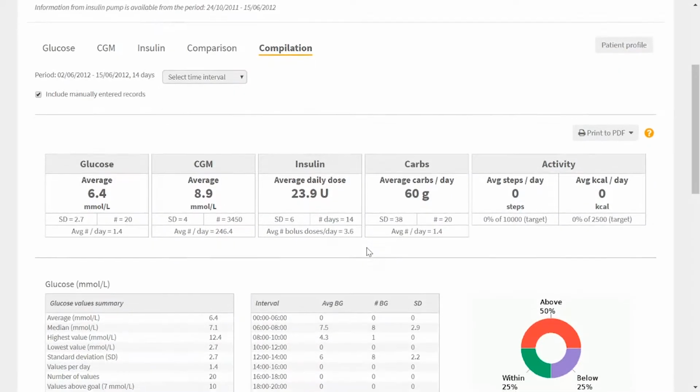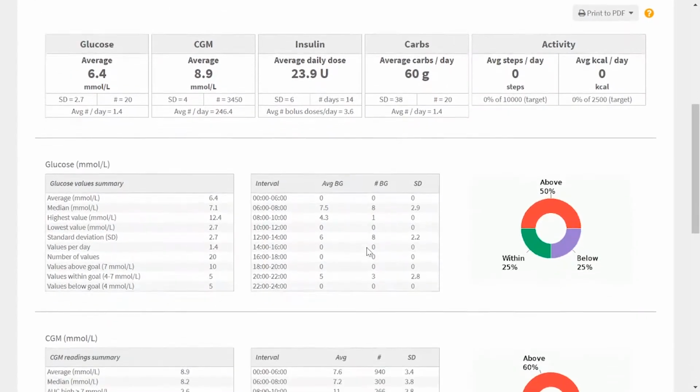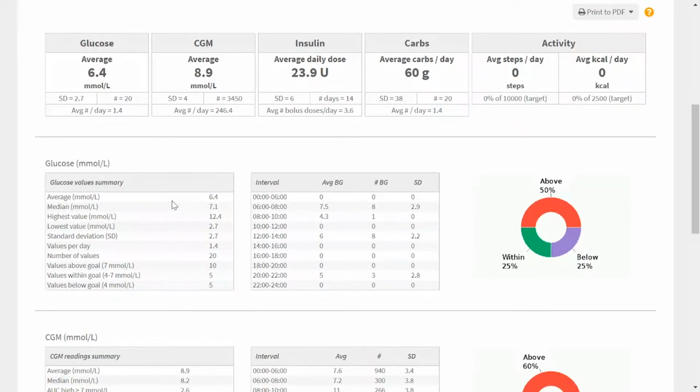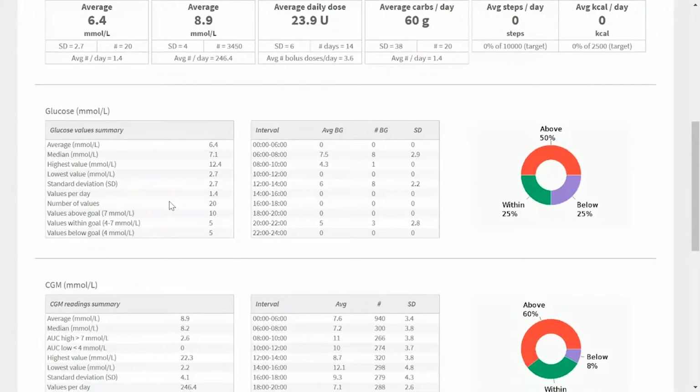As we scroll down, we have slightly more information for each one of these categories. Let's first look at glucose. We have the average, standard deviation, values per day as above. But what we're also able to see is the highest and lowest values.